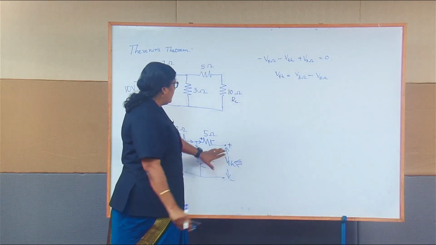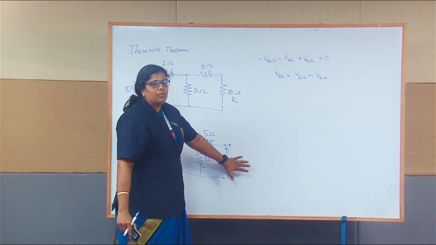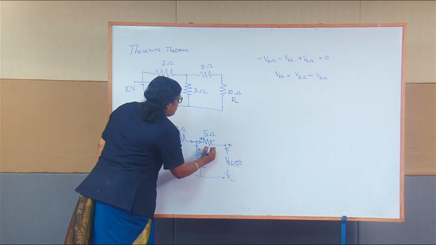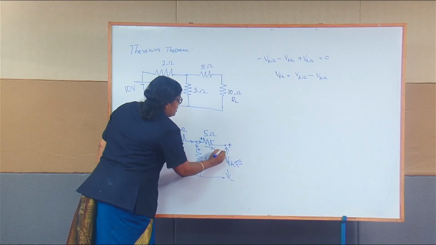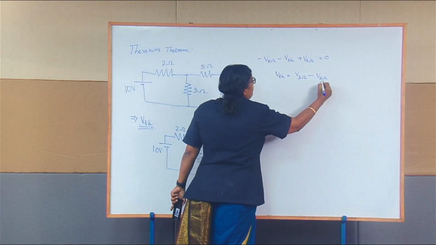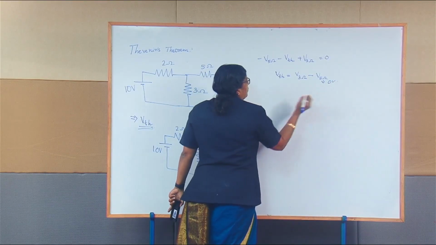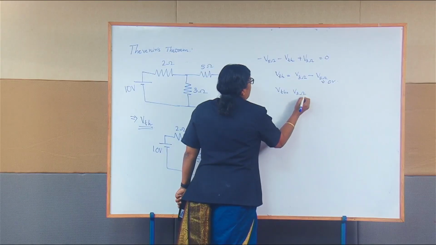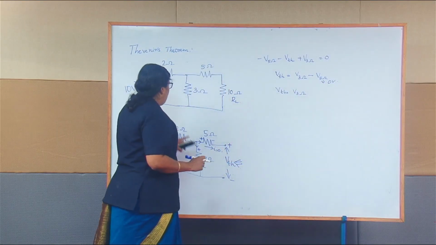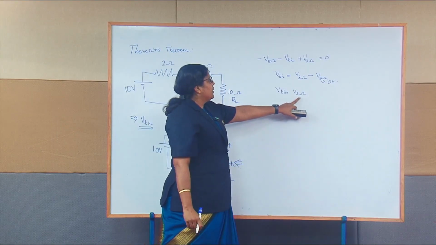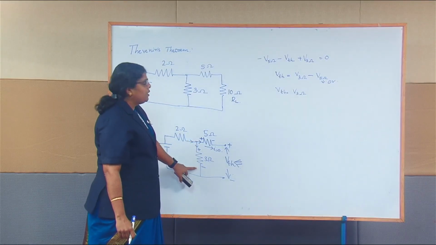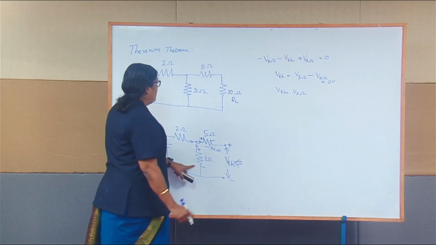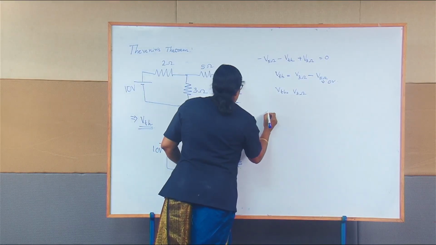Now if you see here, I have actually open circuited the load. So we know that the current through an open circuit is going to be 0. So the voltage across your 5 ohm will be 0 volt. So you can say V Thevenin is equal to V 3 ohm. Now let's find out what the voltage across 3 ohm is. For that you have to find what the current through your 3 ohm resistance is. So we can use Ohm's law here.